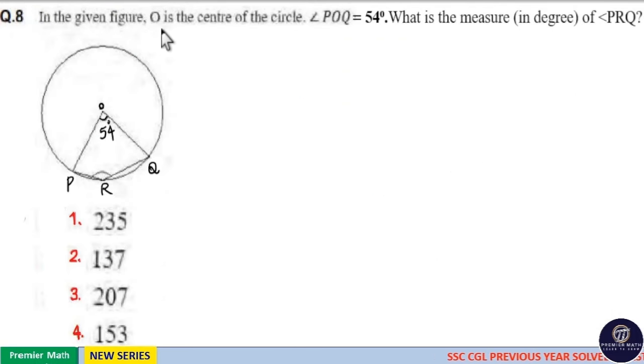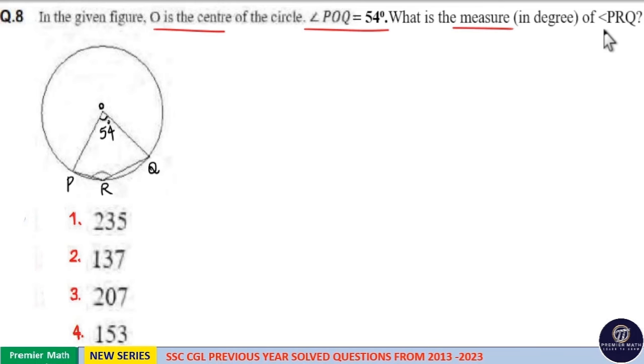In the given figure, O is the center of the circle. Angle POQ is 54 degrees. What is the measure in degrees of angle PRQ?